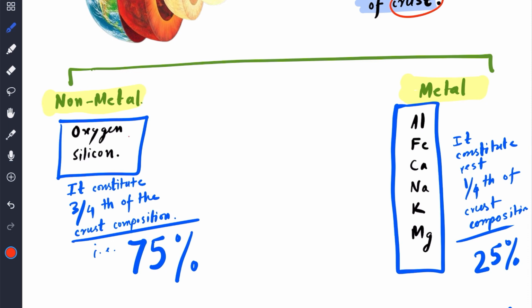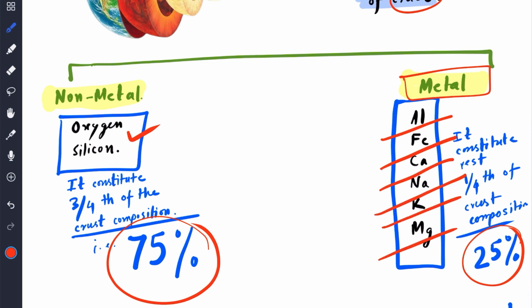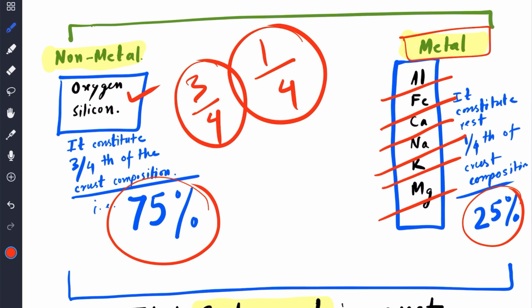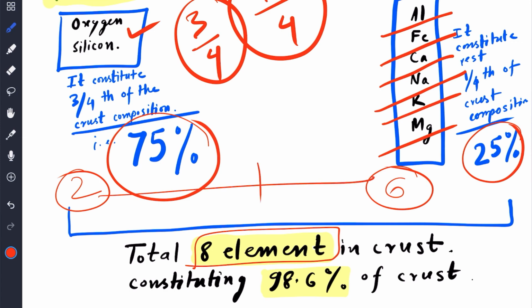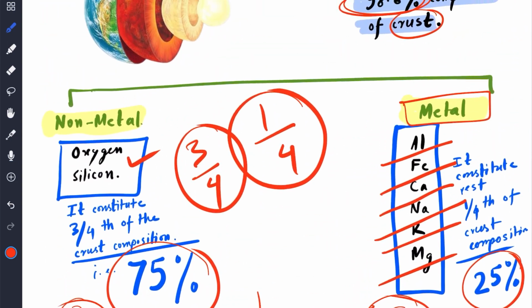In non-metals we will find oxygen and silicon, which make up 75%, and the rest of the 25% is made by the metals. Those are aluminium, iron, calcium, sodium, potassium and magnesium. So basically three-fourths is by the non-metals silicon and oxygen, and the remaining one-fourth is by the six metals: aluminium, iron, calcium, sodium, potassium and magnesium. So you can see these 8 elements: 2 non-metals and 6 metals. These 8 elements make up the 98.6% of the crust. Okay, so this is the important point regarding crust composition.